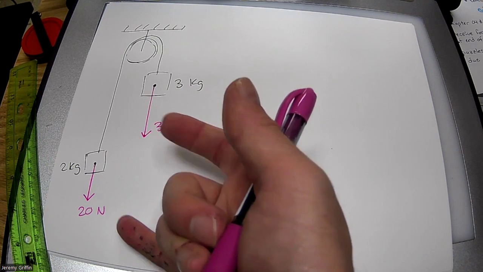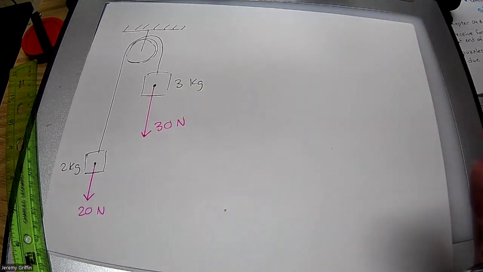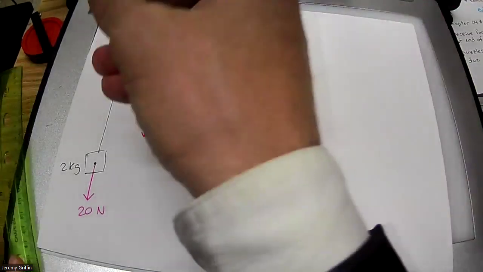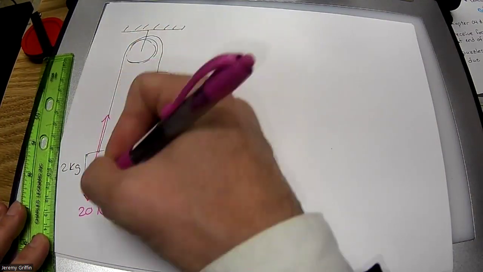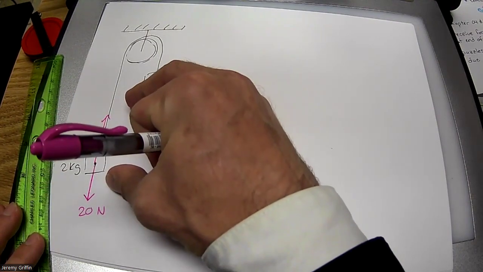Is the tension less than 20, between 20 and 30, or more than 30 newtons? What does the tension have to be? Between 20 and 30 newtons. Yeah, right. I think the tension has to be more than 20 newtons because there has to be an overall net force pulling 2 kilograms upwards.